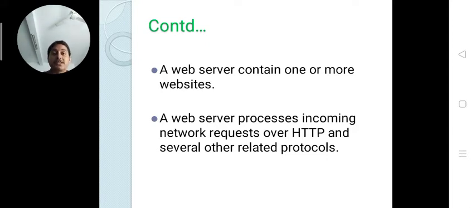A web server contains one or more websites. If that web server is dedicated to a single organization like State Bank of India, Central Bank of India, Union Bank of India, then it will have one website. And if it is available to the public, then it will have more websites. A web server processes incoming network requests over HTTP and serves other related protocols. It is able to listen to requests coming with the help of the HTTP protocol and other protocols also, FTP protocol, SFTP protocol.